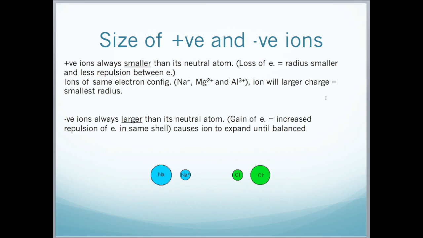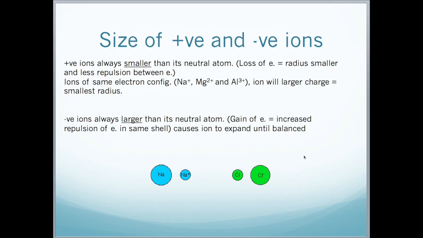So what about the size of positive and negative ions? The general rule is that positive ions are always smaller than their neutral atom. When we're forming a positive ion, we're losing electrons. Therefore, the radius becomes smaller because the remaining electrons are now pulled in closer by the nucleus, and there is also less repulsion between the electrons. When we have ions that have the same electron configuration, the ion with the larger charge will have the smallest radius. So in this case, aluminium 3+ will have the smallest radius because it has the largest charge compared to sodium and magnesium.